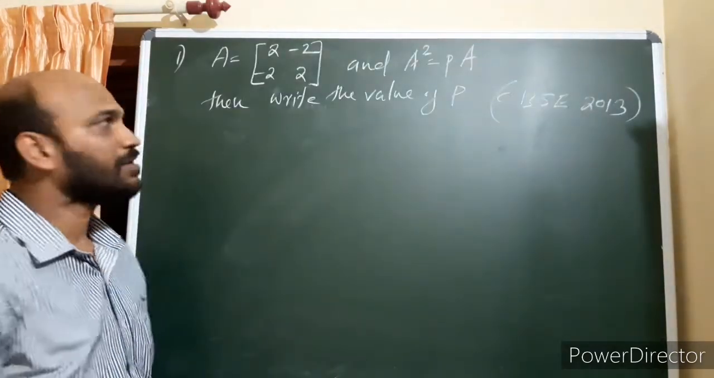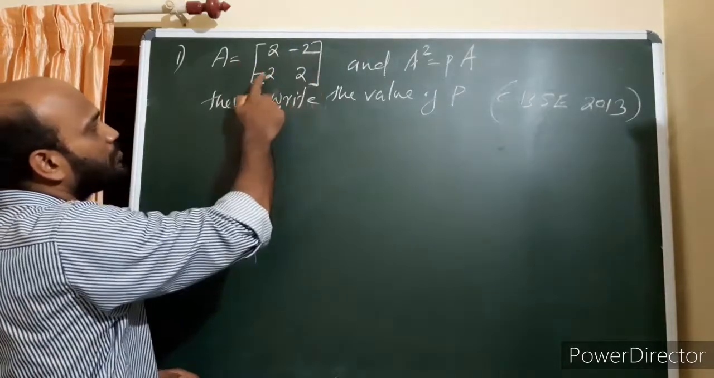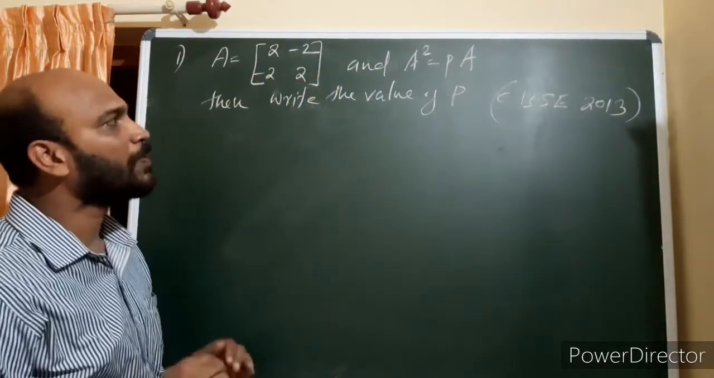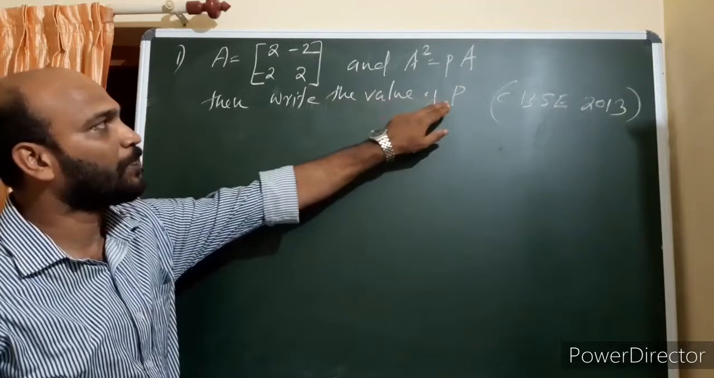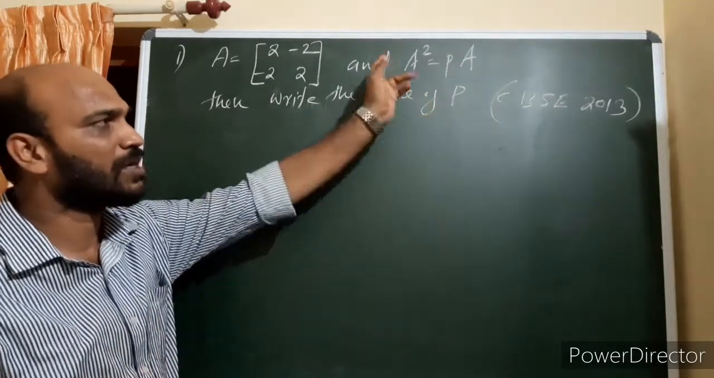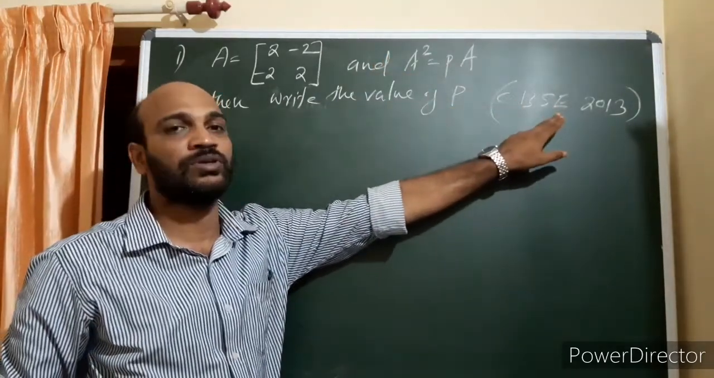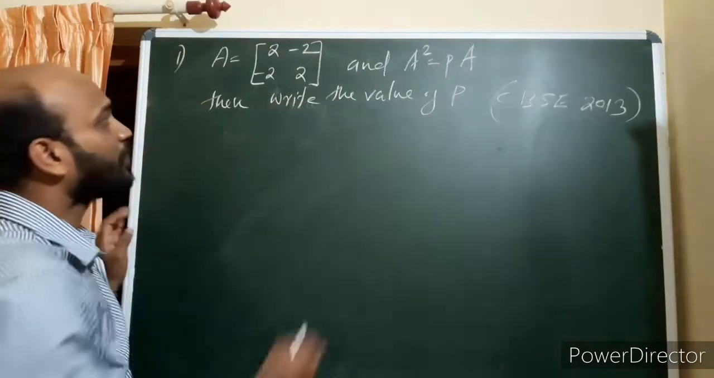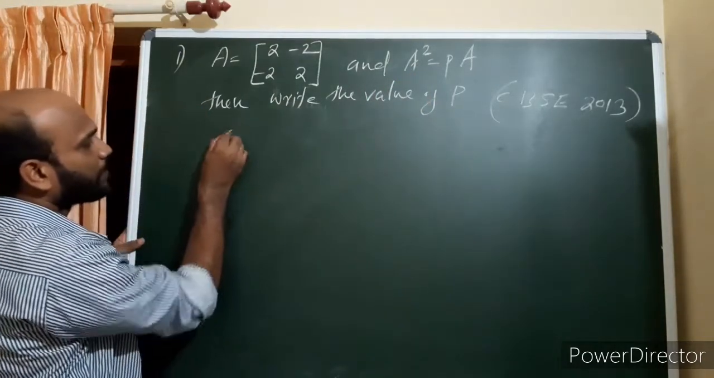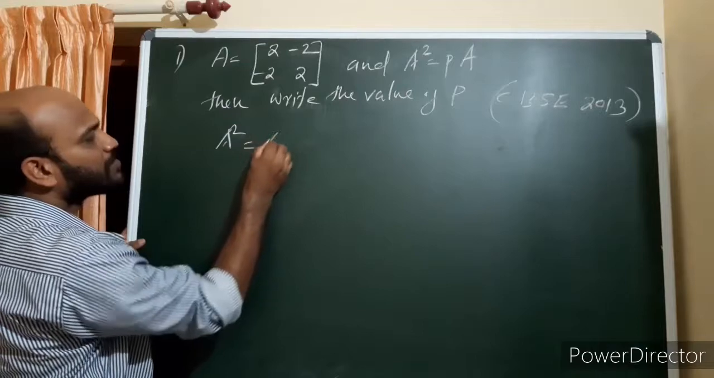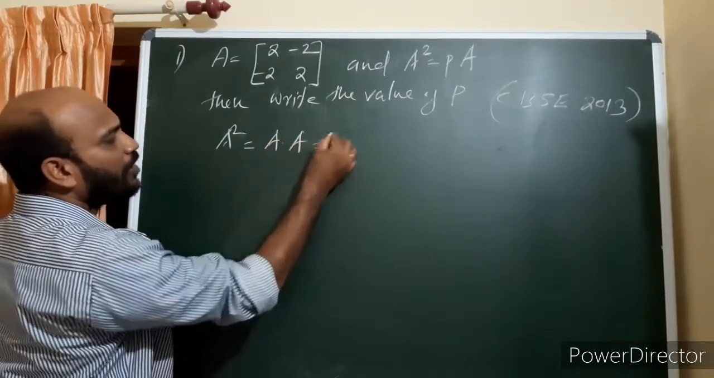So take the first question. A equals the matrix [2, -2; -2, 2], and A square equals PA. Then write the value of P, where P is a constant. This question was asked in CBSE 2013. So first we want to find A square. A square means A into A, which we have to find.